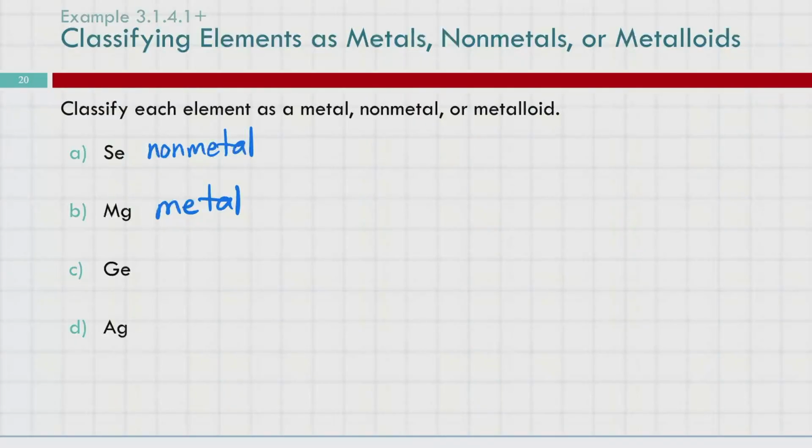And then we've got Ge. What do we think Ge is? Yeah, Ge is a metalloid or semi-metal. And then what about Ag? Ag is metal. Ag for silver. Silver, of course, a metal. Questions about any of those?